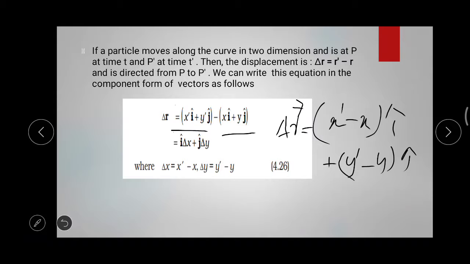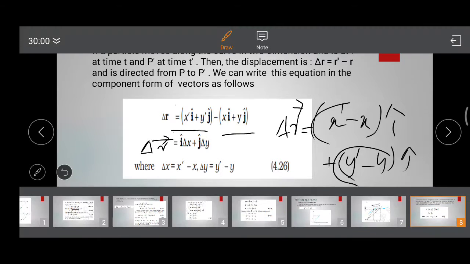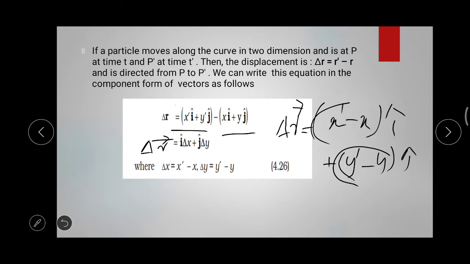So x dash minus x will be considered as delta x, and y dash minus y will be considered as delta y. So delta r will be equal to delta x i cap plus delta y j cap. In the description it is given that delta x is equal to x dash minus x and delta y is equal to y dash minus y. The subtraction operation we have done over there.